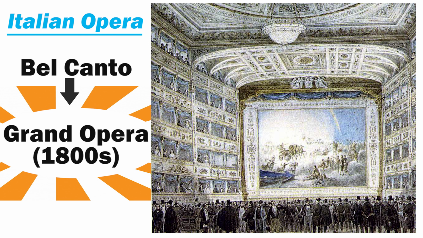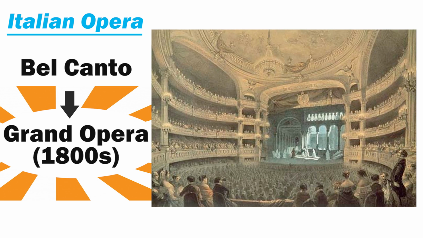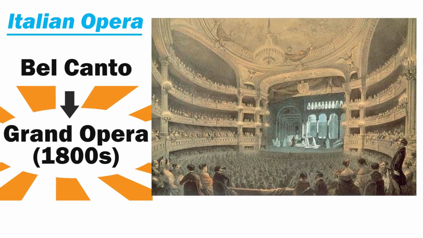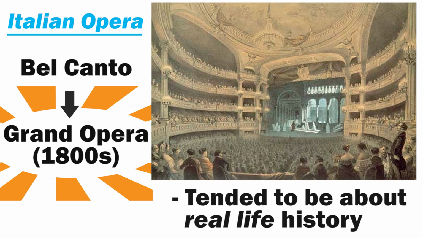Jumping back to Italian opera, the opera style that followed Bel Canto was grand opera. Grand opera was popular in the 1800s, and they were really large in scale, hence the name grand. They were a lot like other Romantic music genres, very big, very bold. They usually involved 4 to 5 acts, huge casts, big orchestras, and flashy stage effects and design. Grand opera works also tended to be about events in real-life history, sort of like how opera seria as a genre tended to be about mythological subjects.